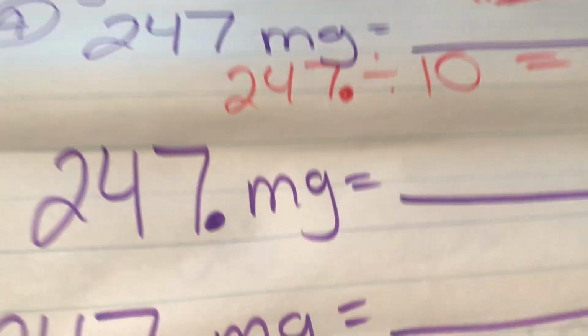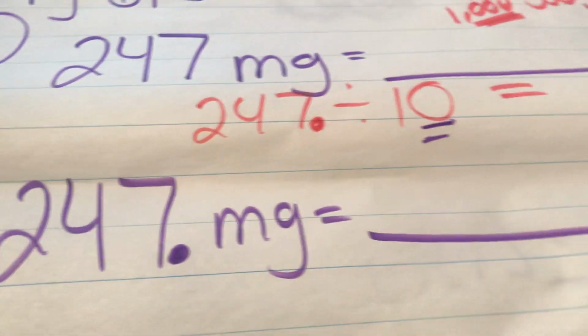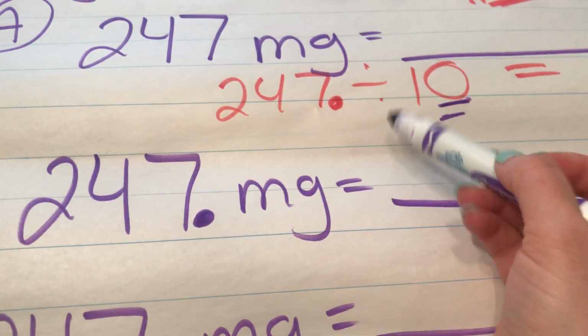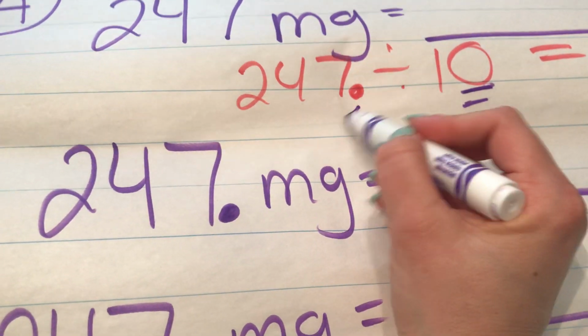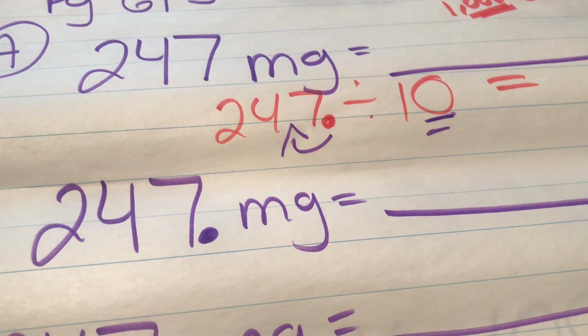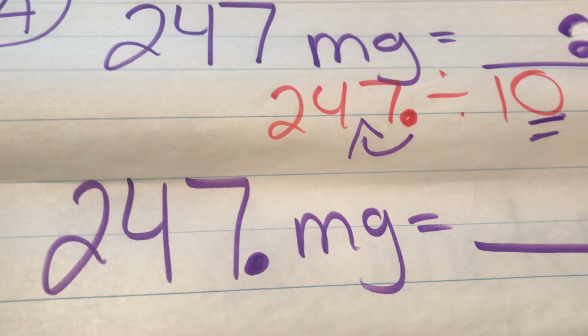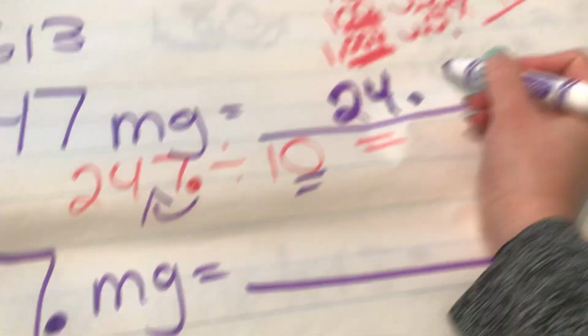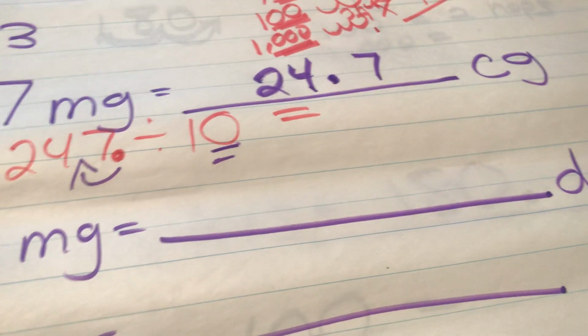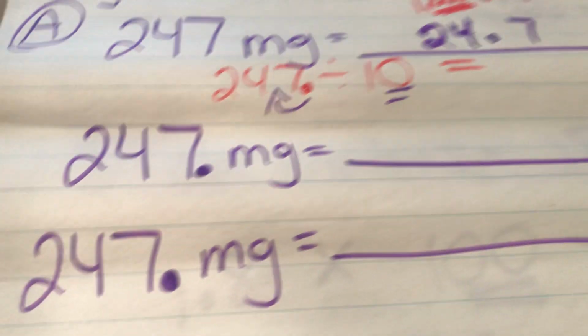So I'm dividing by 10. My power of 10 is telling me I'm going to move it one hop. But I'm dividing it, so that means my answer has to get smaller. So I move the decimal hop one spot to make 247 smaller. So it becomes 24 and 7/10 centigrams. Okay, let's try the next one.